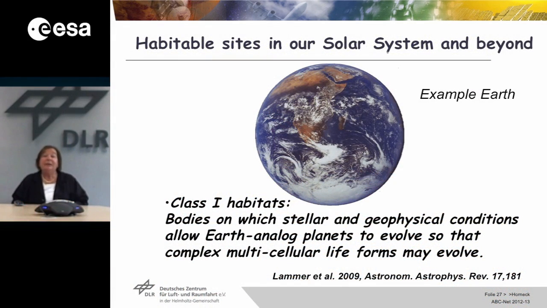So with this, one could define where habitable sites in our solar system and beyond are. And I refer here to a paper in Astronomy and Astrophysics Review that appeared in 2009 by Helmut Lammer and co-authors. And they say the first class of habitats is like our Earth, based on the conditions where life could appear on the planet and evolve to complex multicellular life forms like it is on Earth. So the second Earth, that's why the astronomers are also now looking for a second Earth in extrasolar planets. So that would be the ideal example.